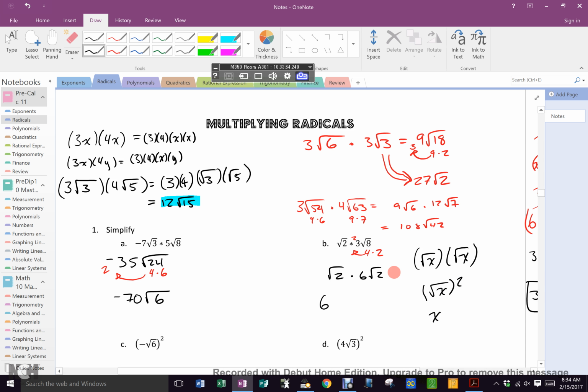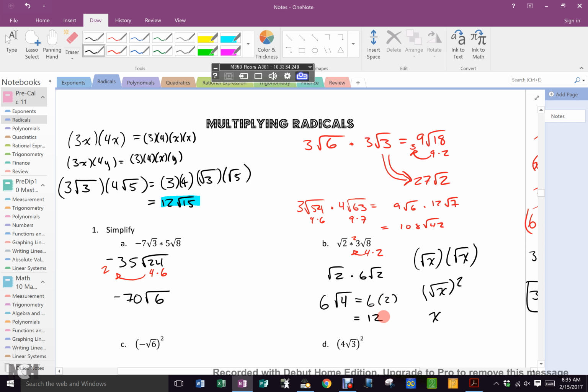So this is really, technically, 6 root 4, isn't it? And what is root 4? 2. So this is really 6 times 2. So it's really 12. Everybody good?